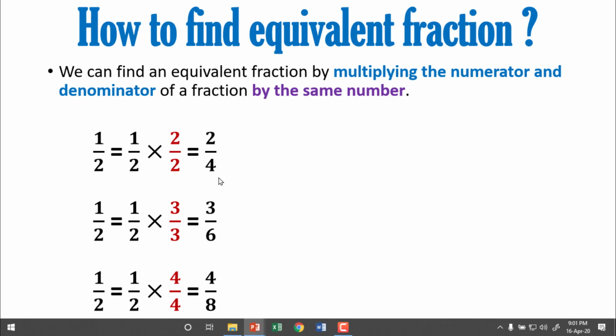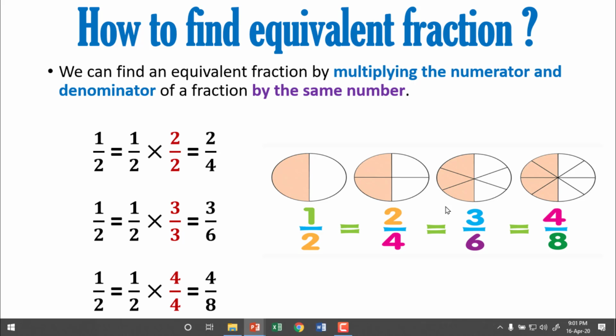How are they equivalent to each other? You can be more clear by seeing this figure. 1 by 2, 2 by 4, 3 by 6, 4 by 8 all represent the same value. That's why they are equivalent to each other. So if we multiply the numerator and denominator by the same number, we will get an equivalent fraction of the original one.